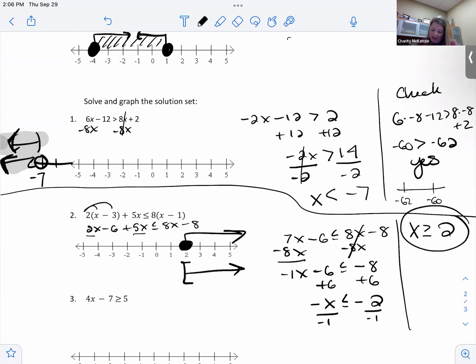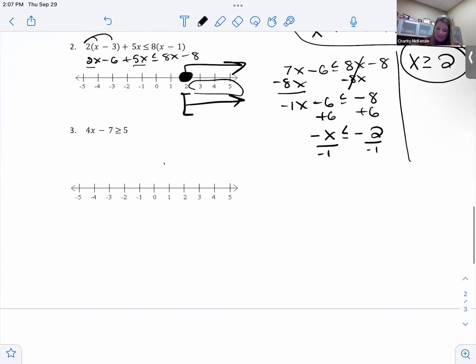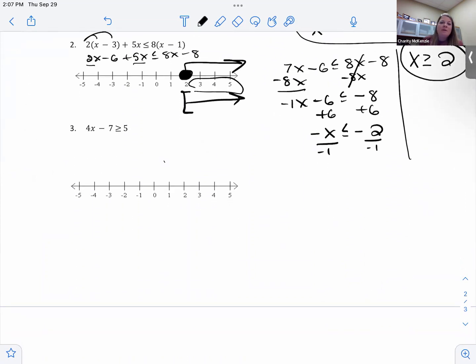The check will take a while, but put any of these numbers in, make sure they work. Okay, and check your work, because it's really easy to do the arrow in the wrong direction. All right, number 3. So this one's like way easier. I'm not sure why this is not number 1, but whatever.